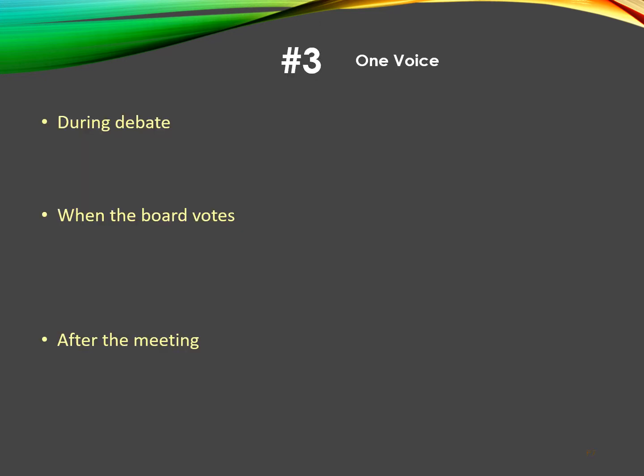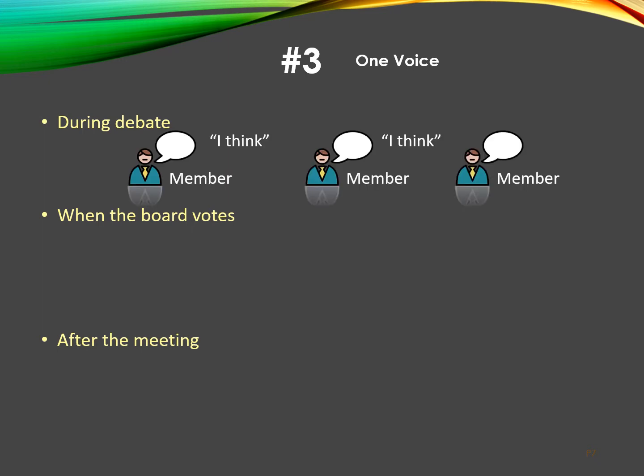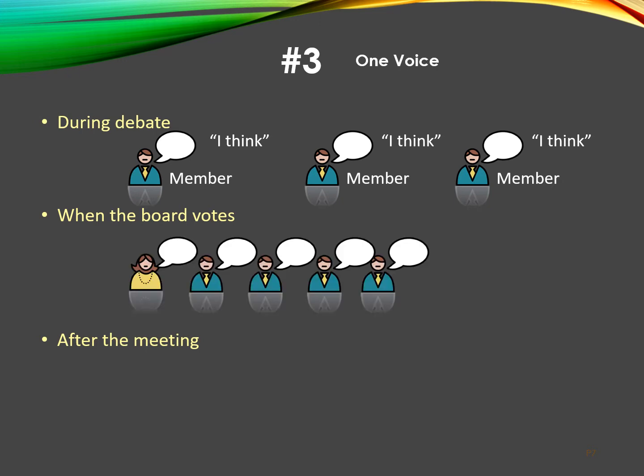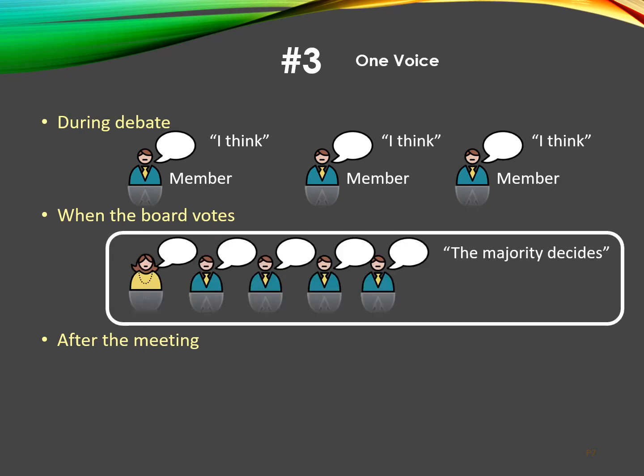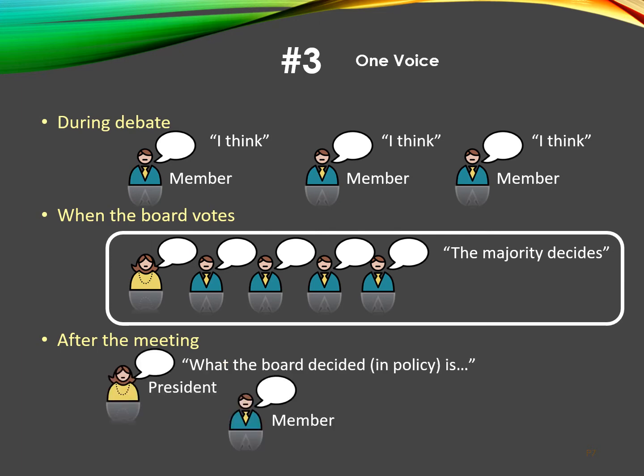During debate on an issue, members voice their independent opinions. At the moment the board takes a vote, the board, through majority opinion, speaks. After the meeting, the president speaks for the board when citing what the decision was. In following this principle, what members say as individuals might differ from what the board has said as a board, but they support the outcome.